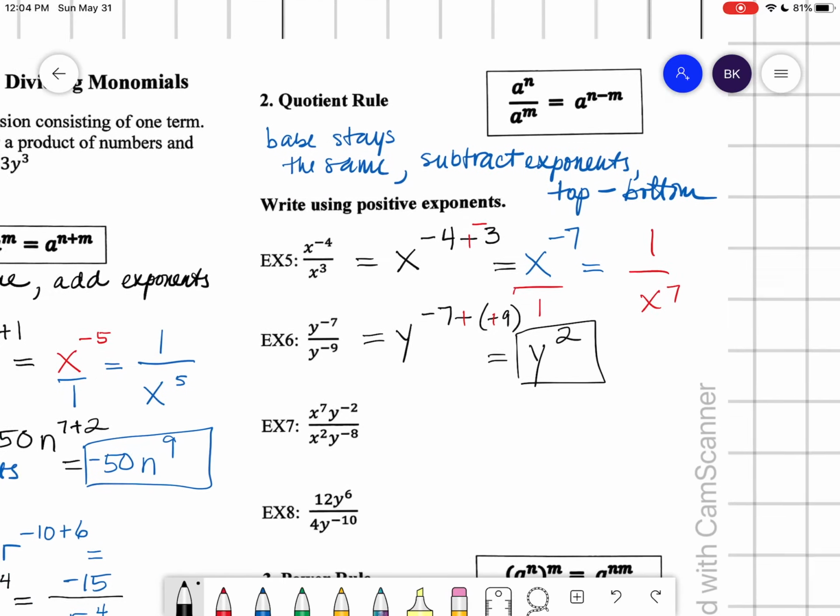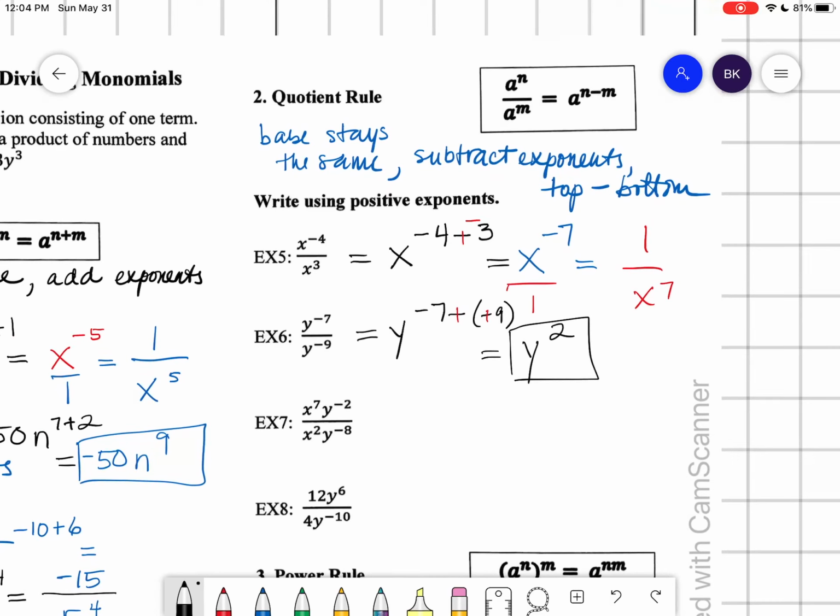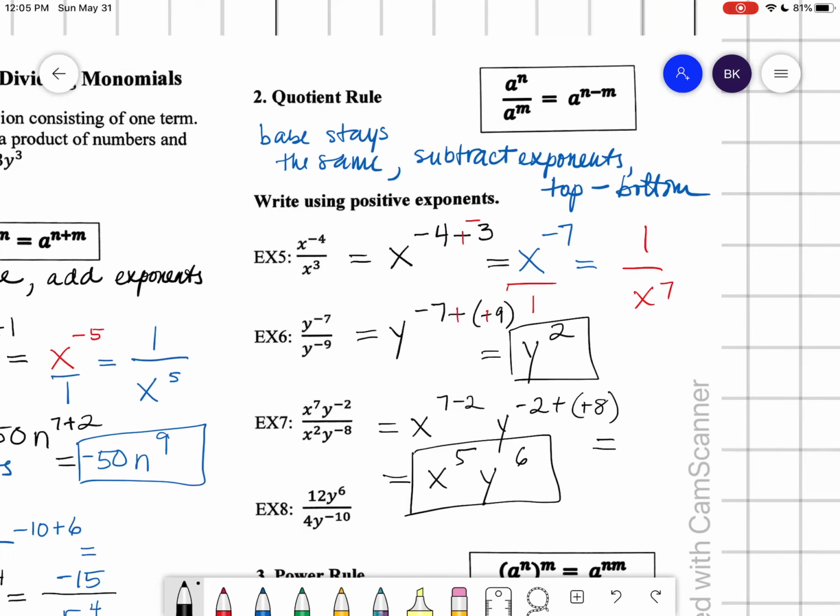In example number 7, we have 2 bases, so we're just going to do them one at a time. X, 7 minus 2, and then y, negative 2 minus negative 8. Please write them out because we do tend to make silly mistakes in this one. So base stays, 7 minus 2 is 5, and then y, negative 2, keep, change, change, to the 6th power. Both of them are positive, so that is my final answer.